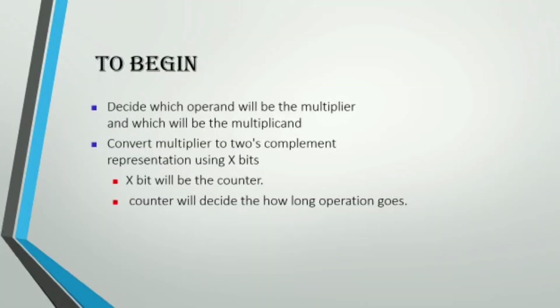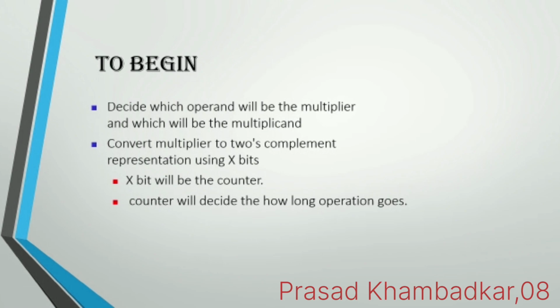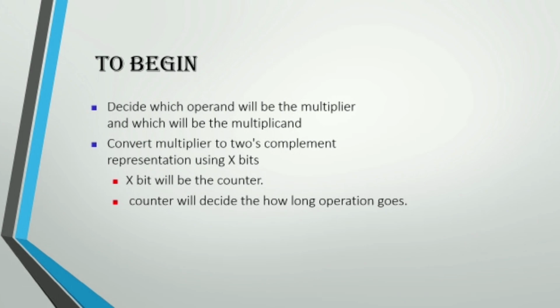As you saw, these are the steps that we need to consider while performing Booth's algorithm. Before performing those steps, there are basically two conditions that we need to fulfill. First, we need to decide which operand should be the multiplier and which should be the multiplicand. Now, to use Booth's algorithm, you should represent both multiplicand and multiplier in signed binary form.